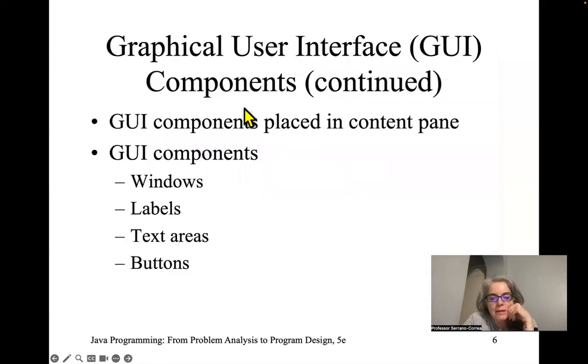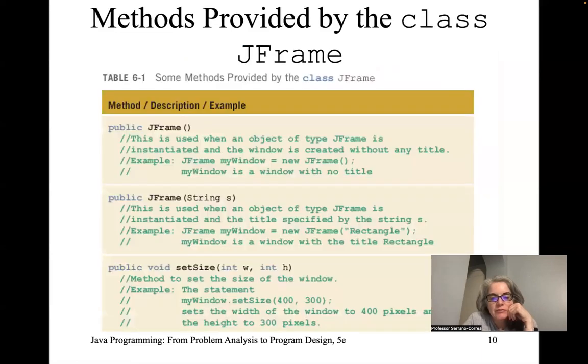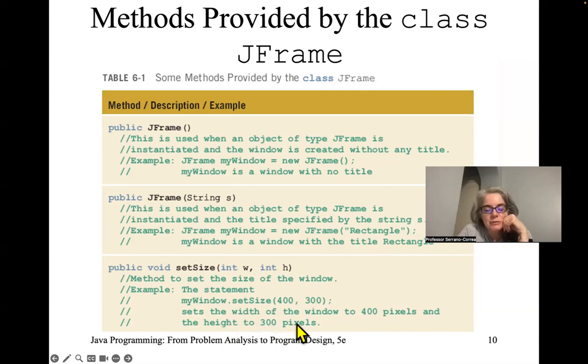Okay. Then you have to also call set size. So you would say my window dot set size, and then you would give it the size of the window. It sets the width of the window to 400 pixels, and it sets the height to 300 pixels. So this is the first argument. This is the second argument. It's expecting this to be the width and this to be the height.